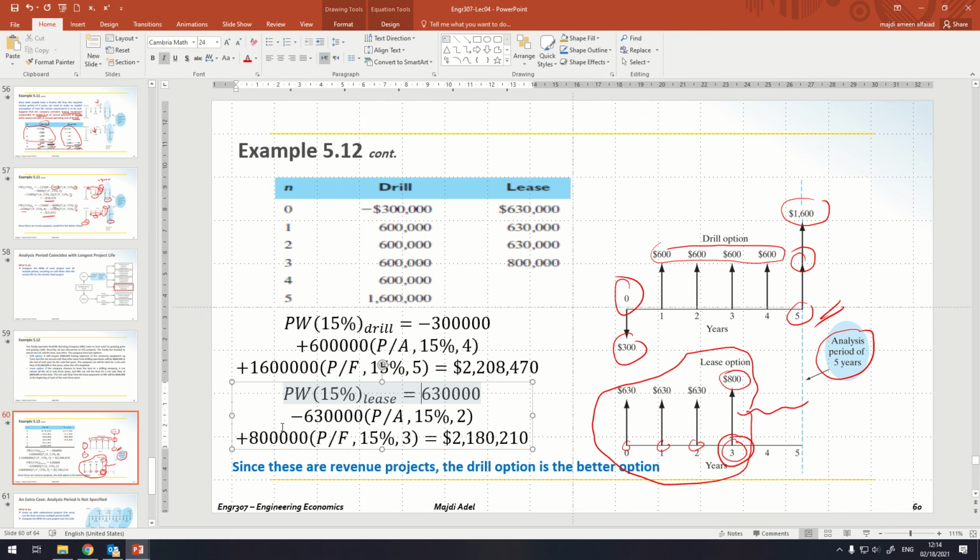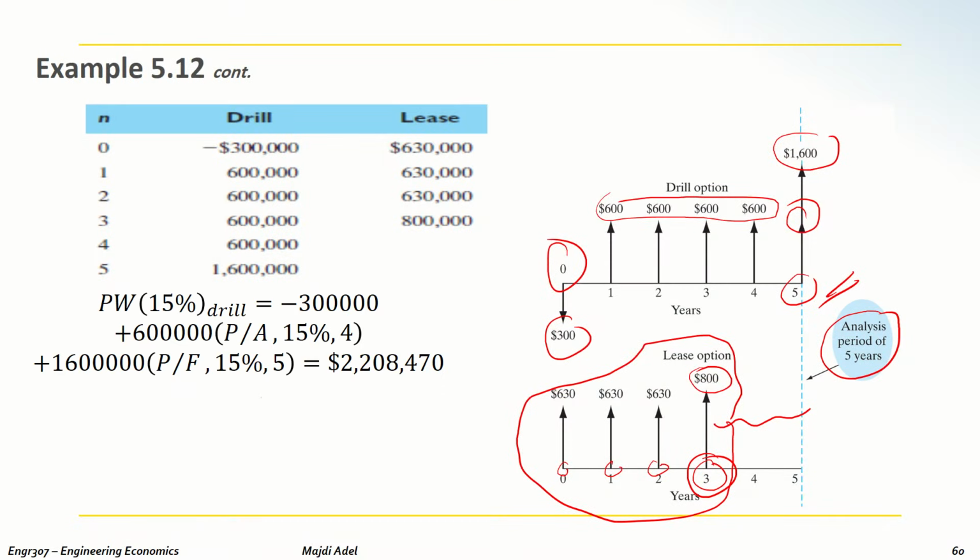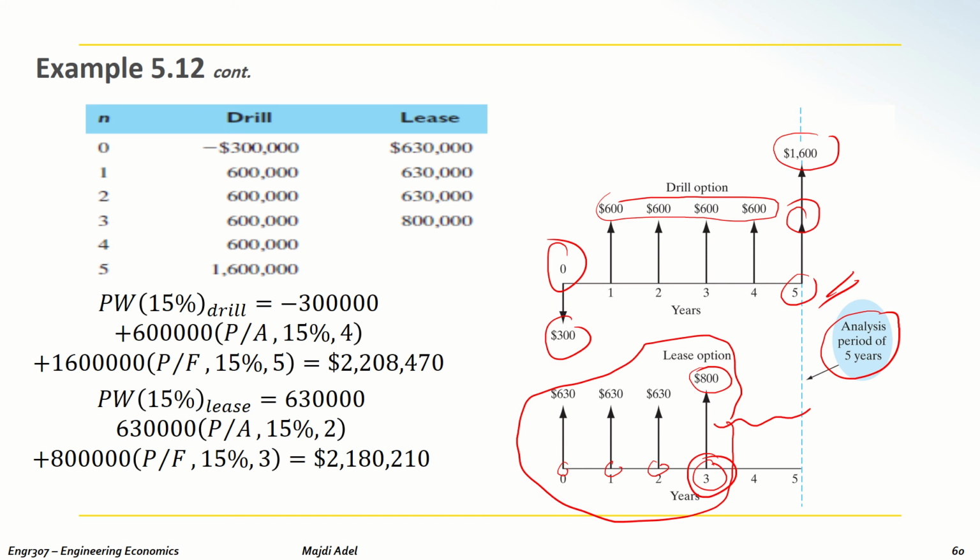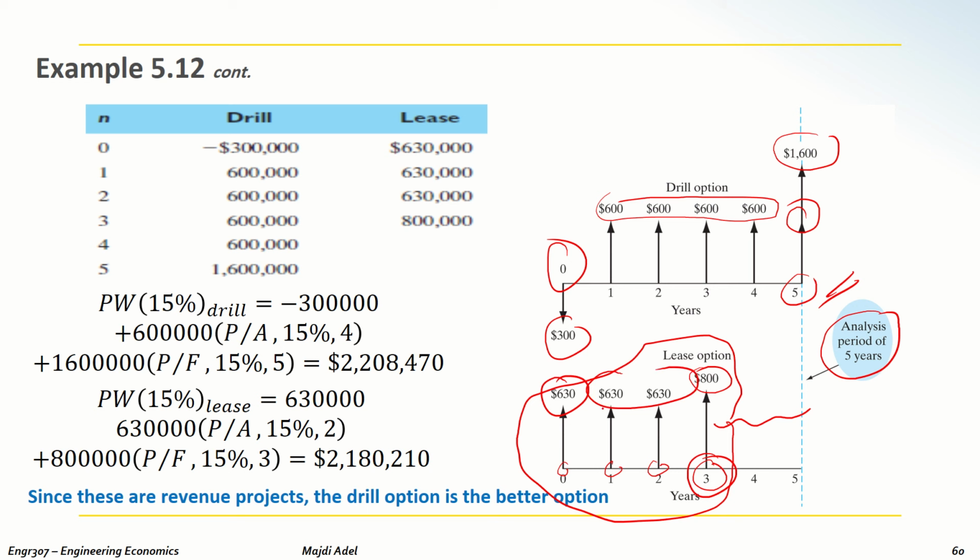there is a typo here also. There are no expenses, only revenues. So $630,000, plus, this is the first payment, plus $630,000 calculate P given A for 2 years. It's an annuity, I'm calculating its present value. And finally, $800,000 calculate P given F at 15% and 3 years. The answer is $2,180,000.